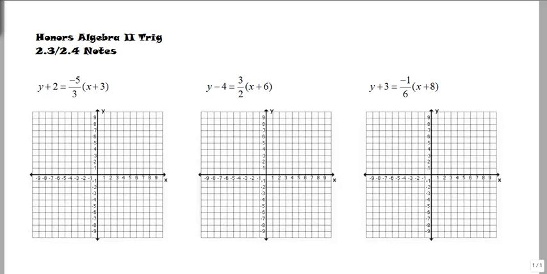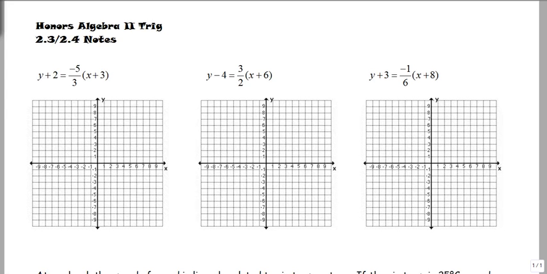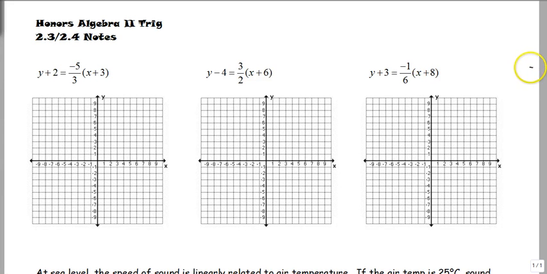Alright guys, this should not be a long one today, so we'll see how long this will take. This is kind of review, except we did not ever do quick graphs with point slope form. Hopefully when you see a problem like this, you recognize that this is point slope form.